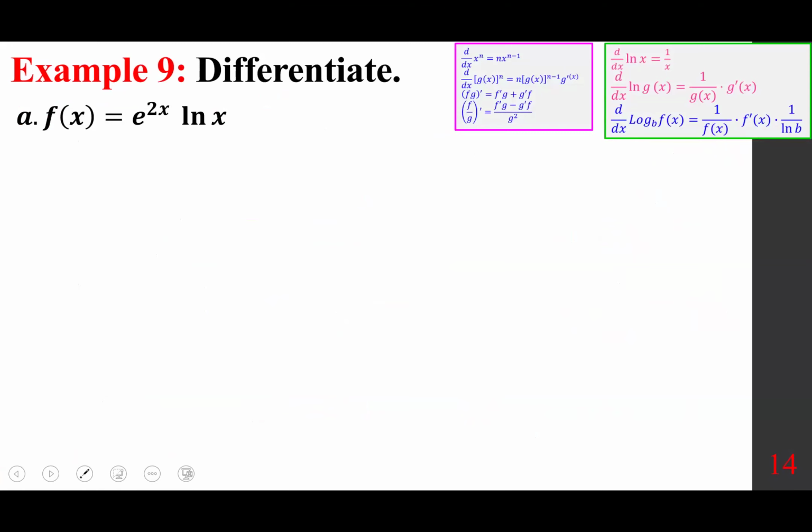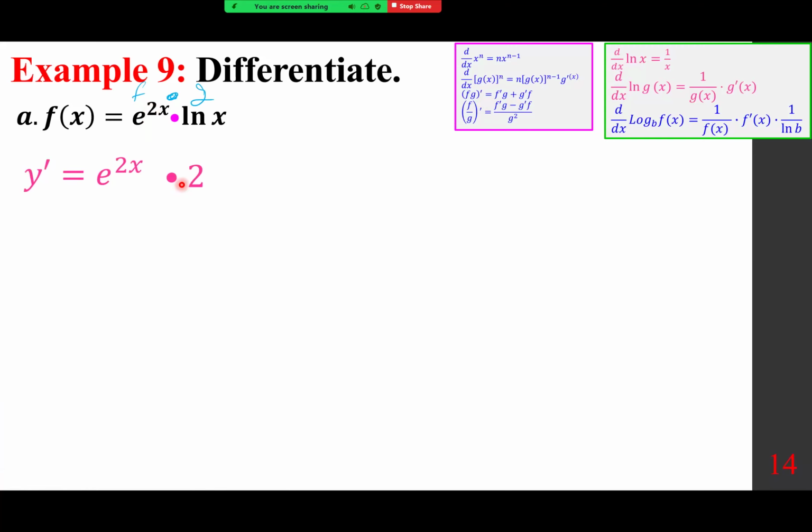We want to find the derivative of this function. We notice it uses the product rule. We're going to put a raised dot here, and then this is f times g. So we need f prime g plus g prime f, where f prime becomes itself, e to the power of 2x times 2.